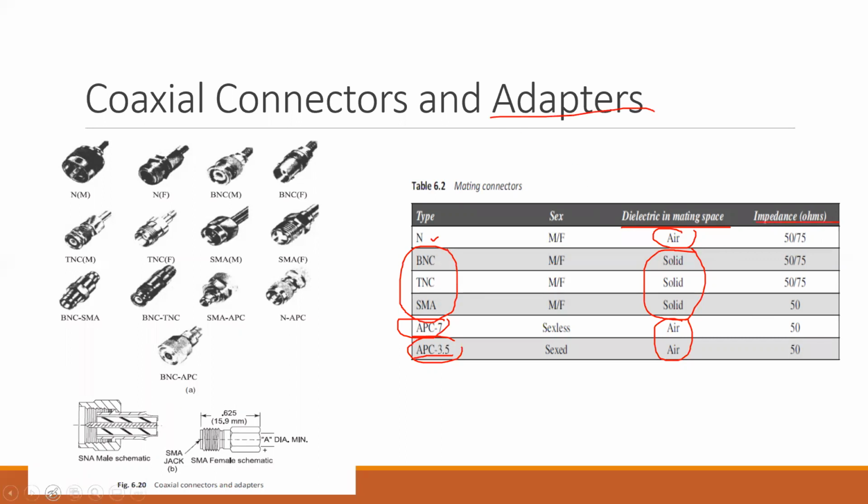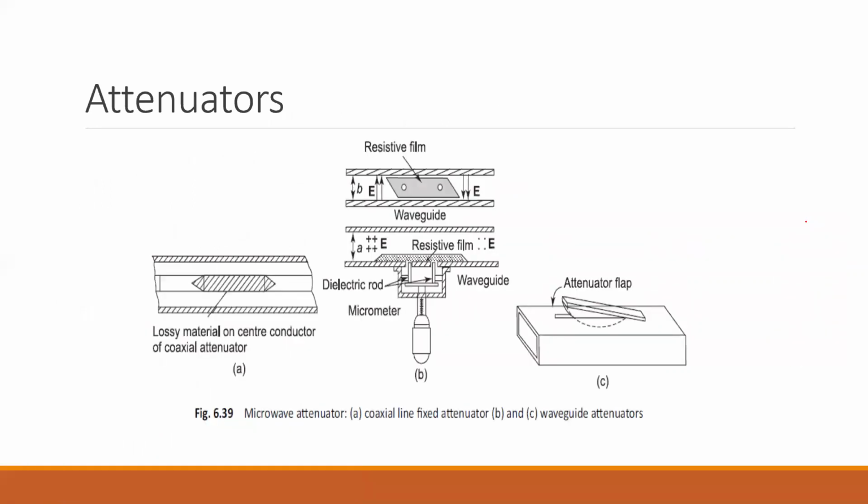Sometimes when you're connecting, you should have impedance matching happening. It is for those reasons that you can see the impedances will be 50 ohms or 75 ohms. So next we have the attenuators. The name itself tells what the attenuator does: it basically reduces the magnitude or the strength of the signal which is being passed through it.